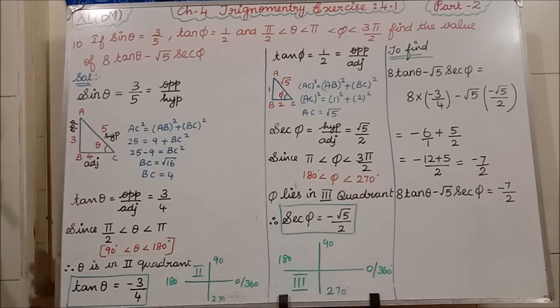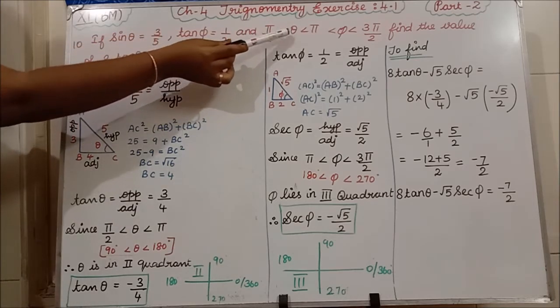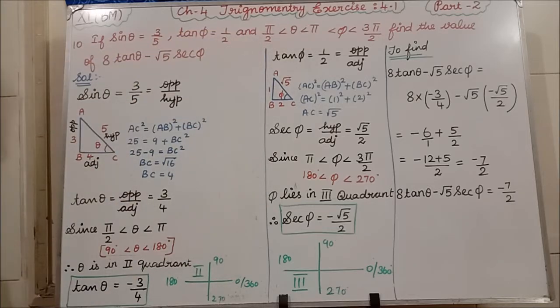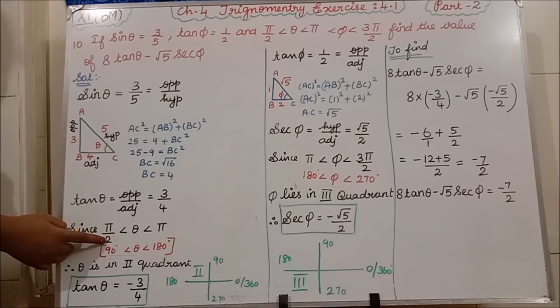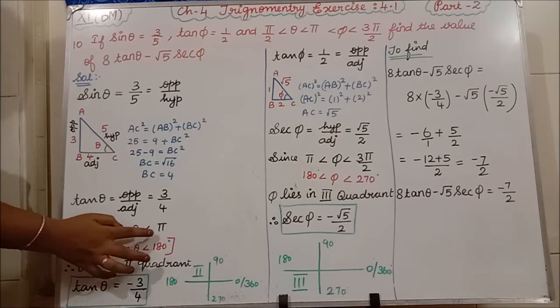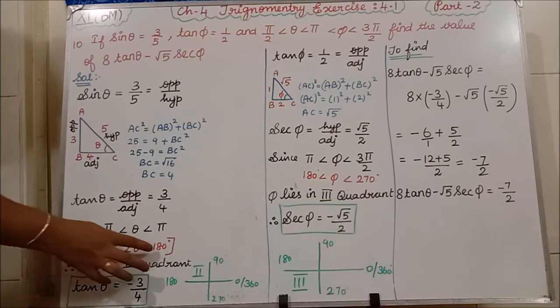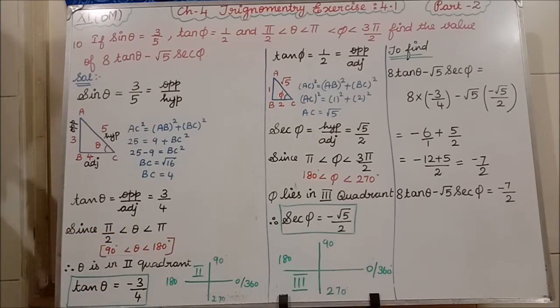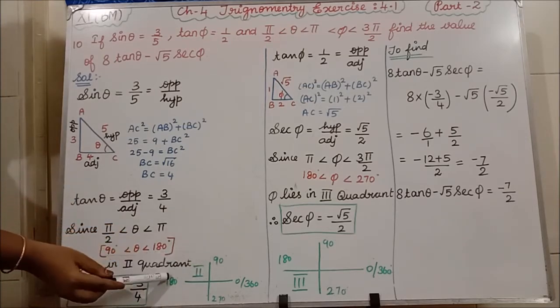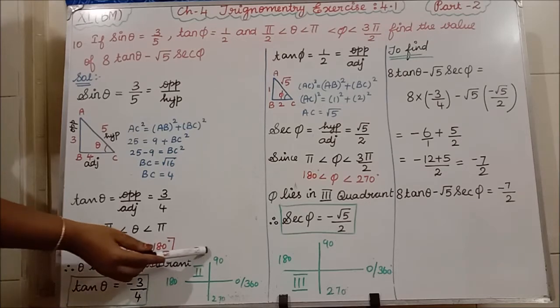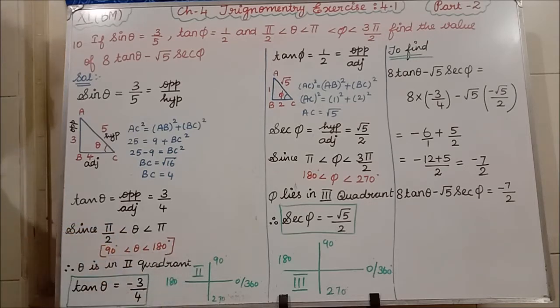Okay, but you see the question where this theta lies: pi by 2 less than theta less than pi. Pi by 2 means what? Pi means 180 degrees. So 180 degrees divided by 2, we will get 90 degrees. Less than theta, less than pi means 180 degrees. So this theta is lying between 90 to 180 degrees. Okay, 90 to here, 180 degrees here. So theta varies from 90 to 180 degrees. Which means what quadrant is it? It is the second quadrant.